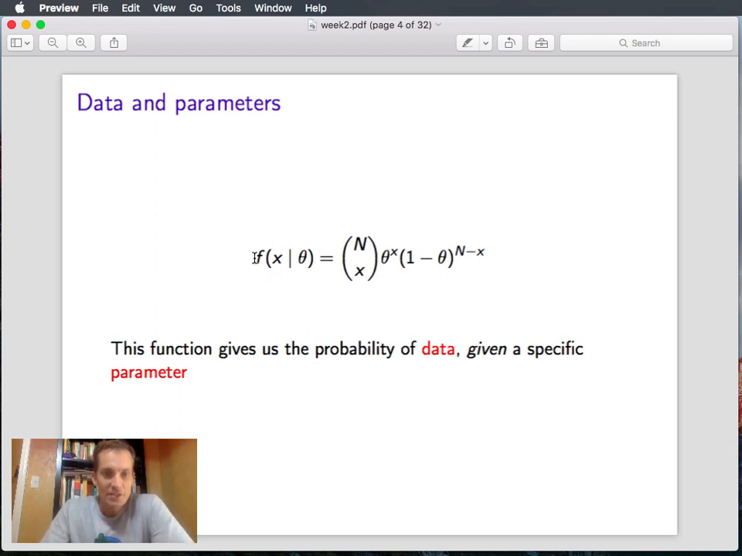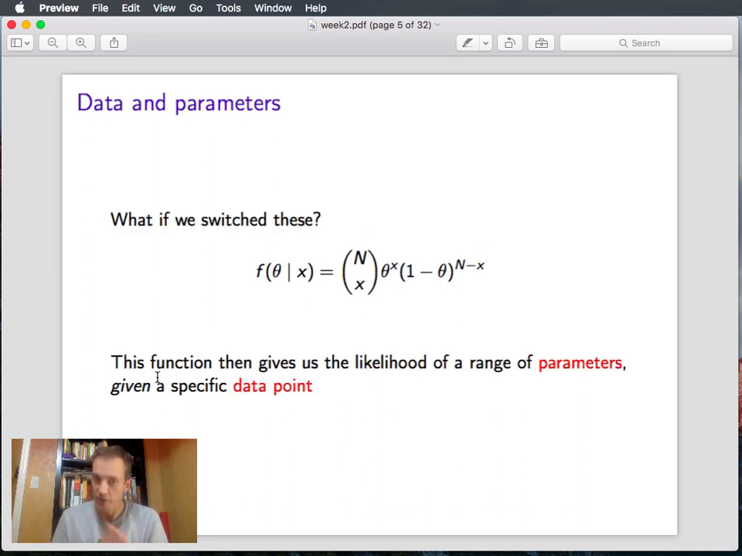Now, as I just said, the probability function, the form is important. When you say f of x given theta, this is telling you the probability of data given a parameter. Okay? Probability of data given a parameter. What happens if we switch these?